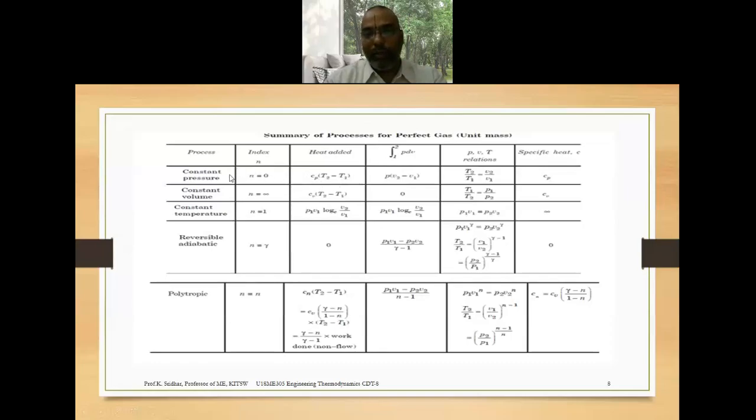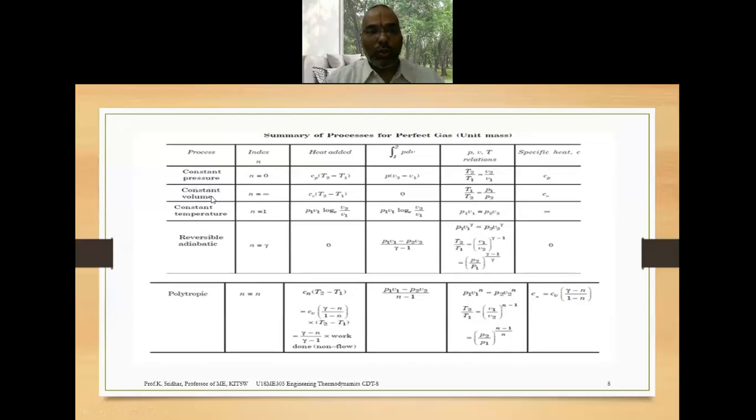Whenever you have PV to the power of n is equivalent to constant, what is the value of n if you want to obtain the constant pressure process? For PV to the power of n, whenever you put n equal to 0, V to the power of 0, and something to the power of 0 is nothing but 1. So P into 1 is equivalent to constant. So pressure is constant. That is why the value of the index n is equivalent to 0. When n is equivalent to 0, you are able to obtain the constant pressure process.